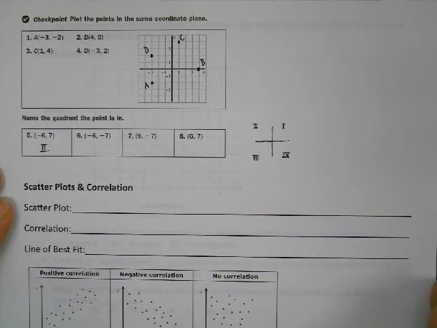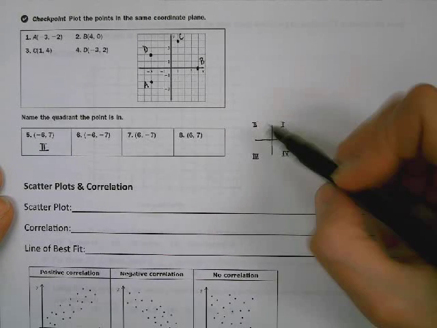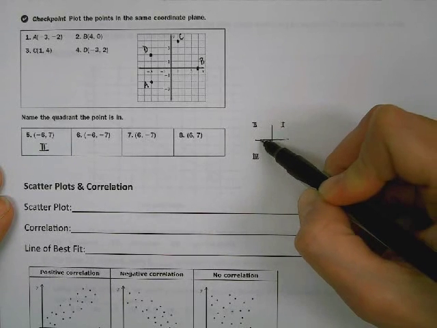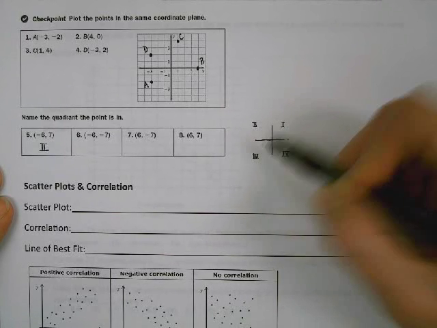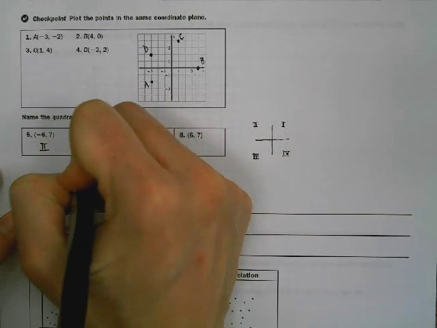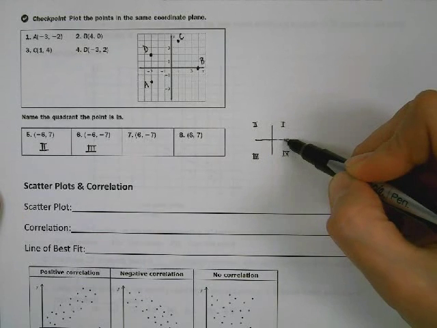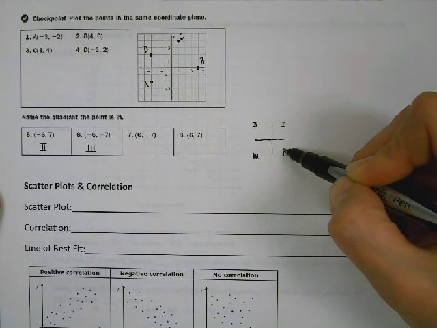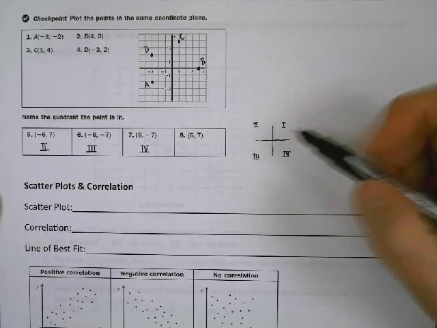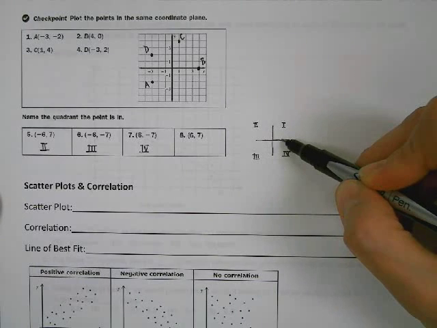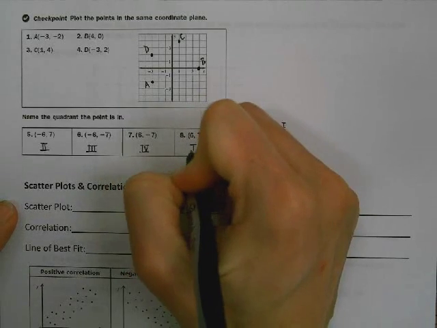And here's where signs become really important. In this case, I have negative 6, negative 7. So that would tell me to start at the origin, move left 6, and then move down 7. So in that case, I end up in quadrant 3. For 6, negative 7, I move 6 to the right and down 7. I end up in quadrant 4. And then for the very last one, as I move over, I'm going to go right 6 and up 7, and I'm going to end up in quadrant 1.